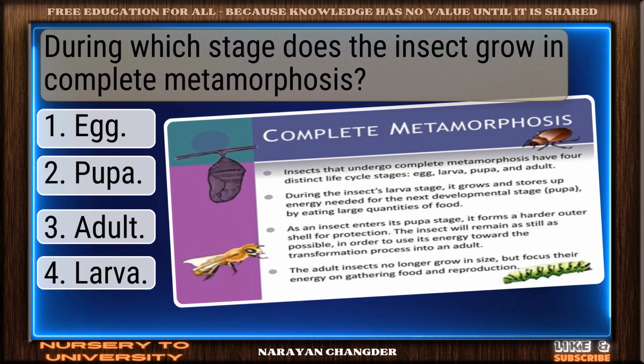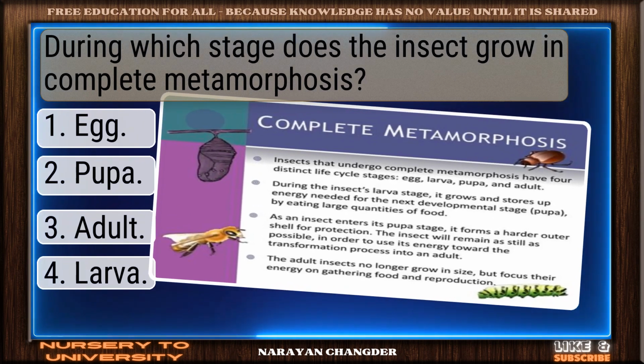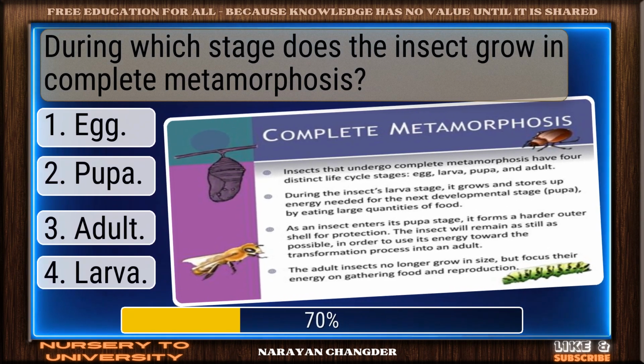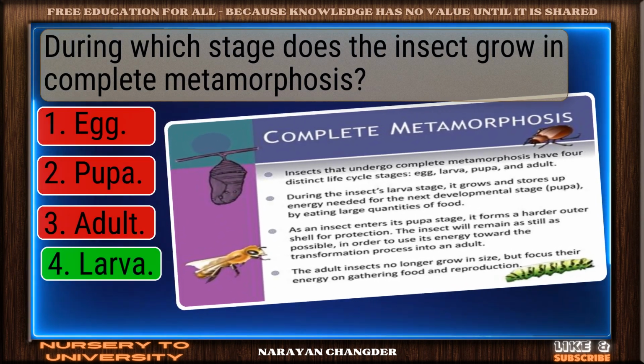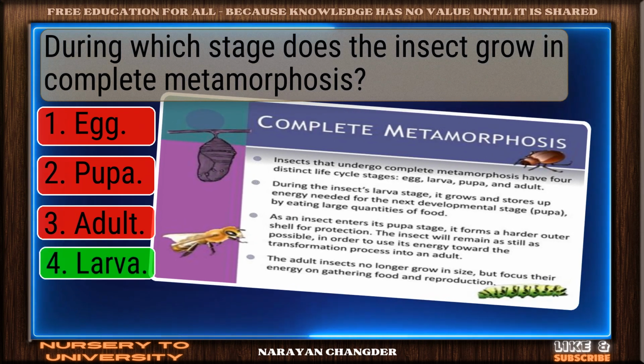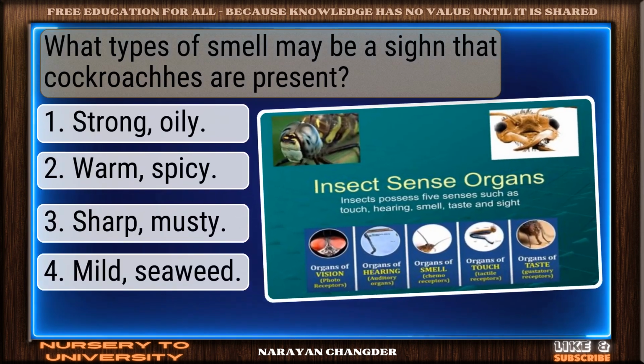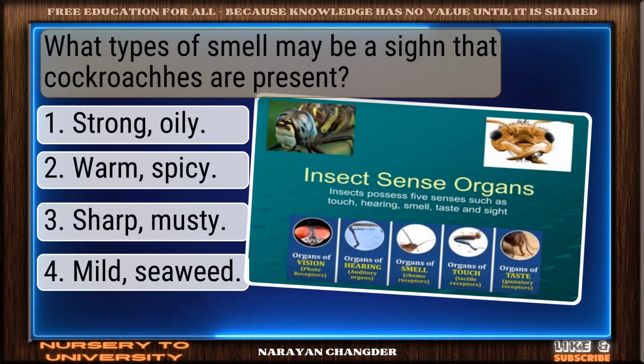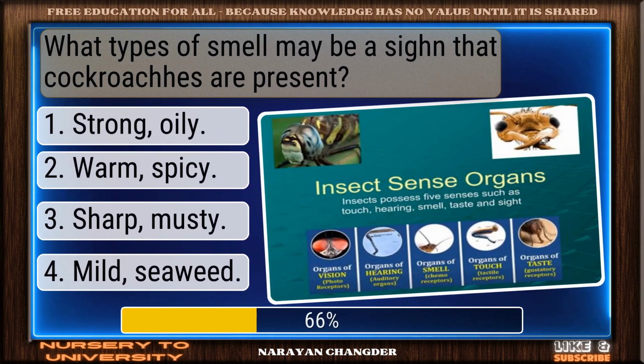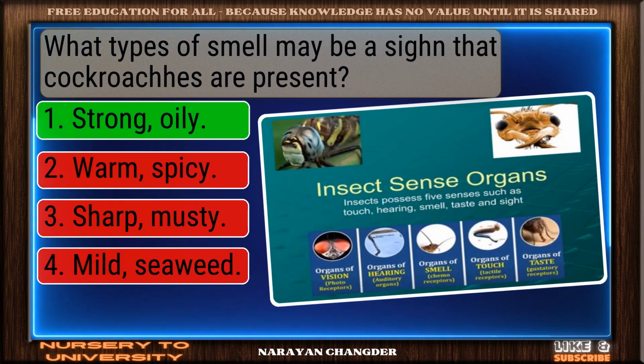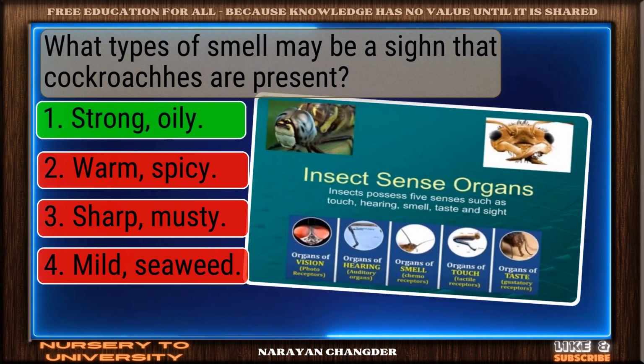During which stage does the insect grow in complete metamorphosis? Solid response. Larva is a valid choice. What types of smell may be a sign that cockroaches are present? Nicely done. Strong, oily is a solid answer.